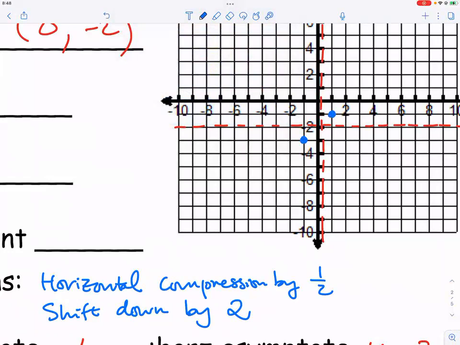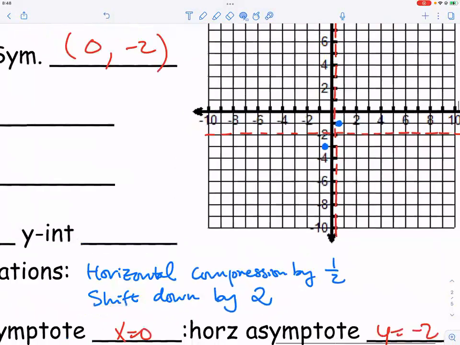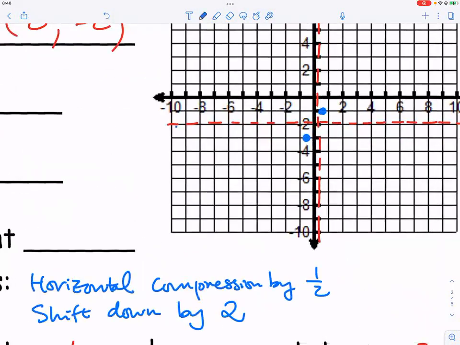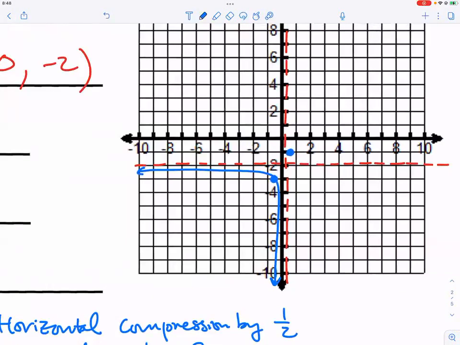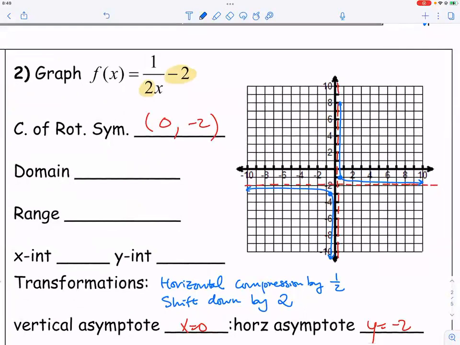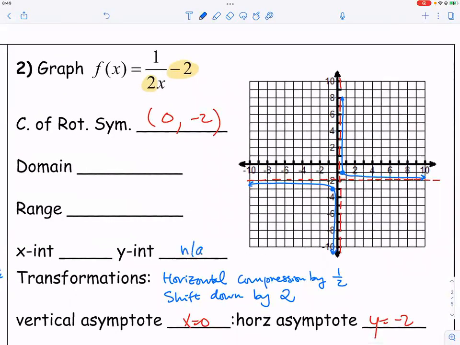Originally, but because of the horizontal compression by 1/2, these 2 points will be compressed, and therefore they're going to get closer to the vertical asymptote. So you have this, and you can go ahead and draw it here. All right, so it doesn't seem like there's any y-intercept because I don't think it's possible.